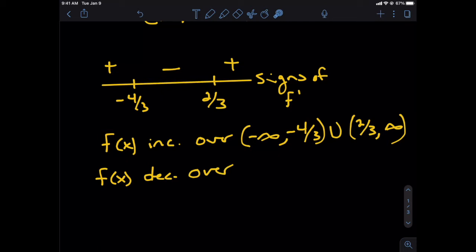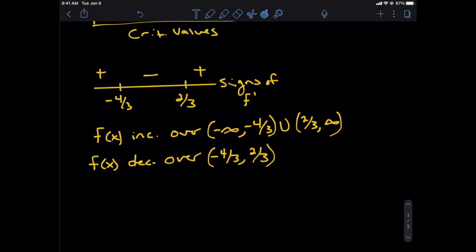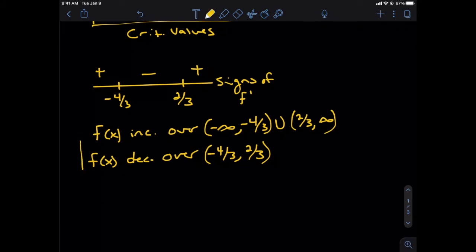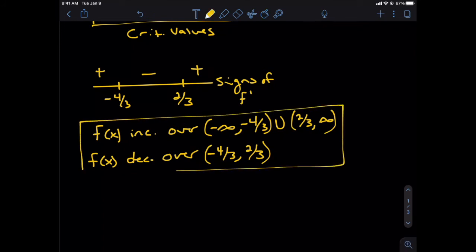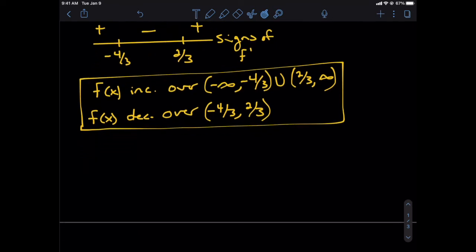F prime is negative here from negative 4/3 to 2/3, so f decreases over the interval from negative 4/3 to 2/3. And this, ladies and gentlemen, is another piece of information that we were asked to find from the beginning of the problem. The first derivative tells us one more thing. See the sign changes at x equals negative 4/3 and x equals 2/3? These are locations of local extremes.